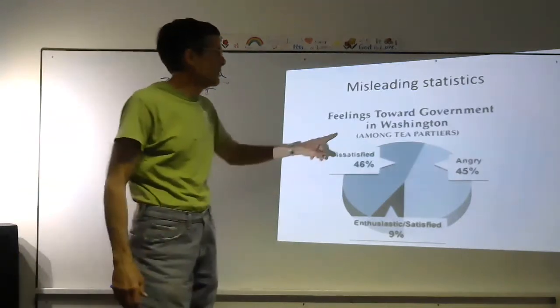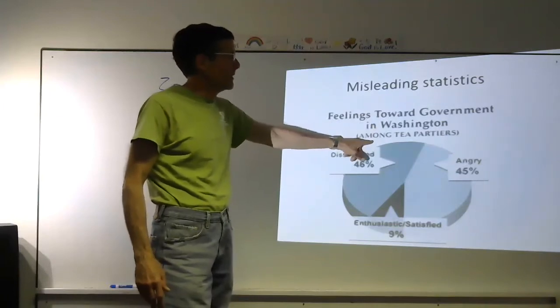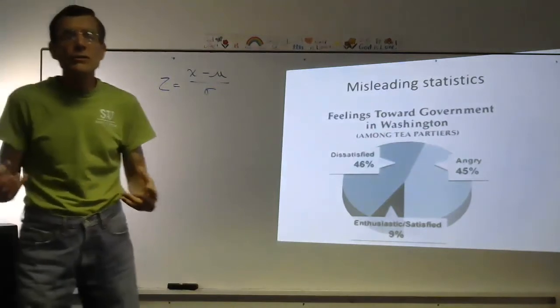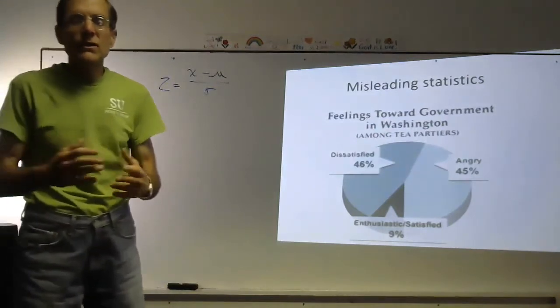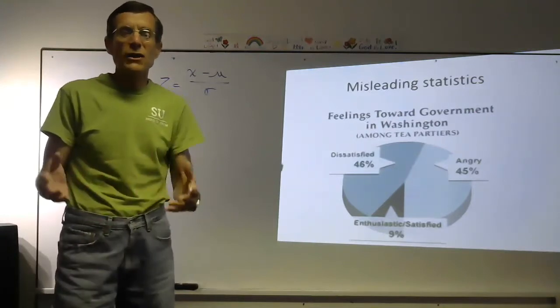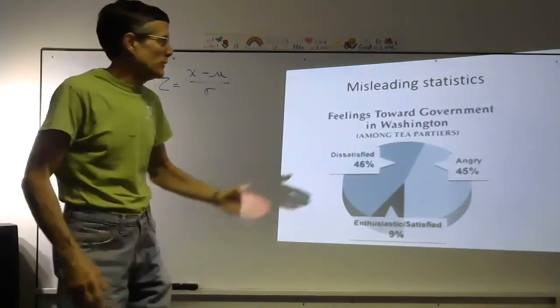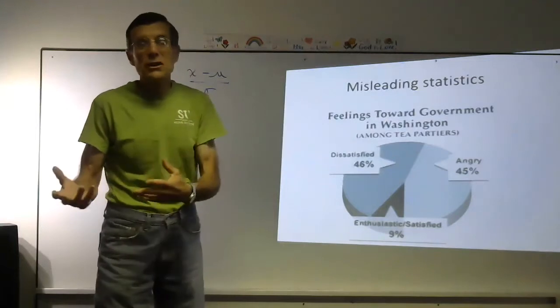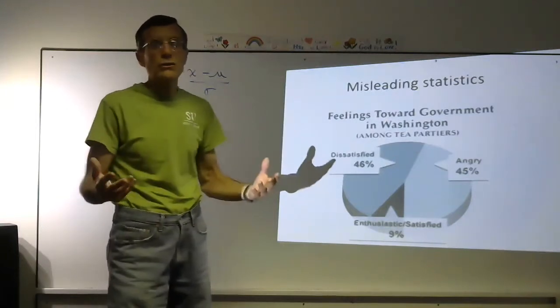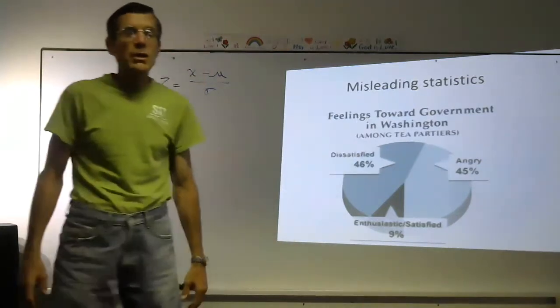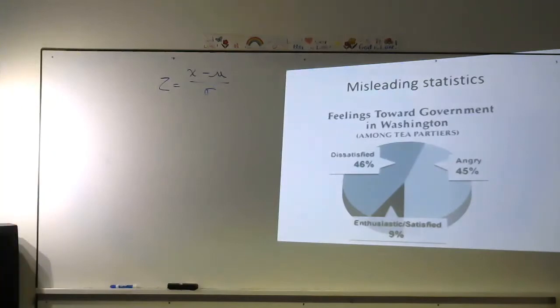Who is being surveyed? This is the feelings toward the government among Tea Partiers. And if you understand who the Tea Partiers are, they are the very right-wing conservative group of the Republican Party who, by and large, does not like the government. So remember the bias that we talked about on day one of this course: if you pick your respondents for a survey from a certain group of people, you're going to get biased results. So not a good way to take a survey.